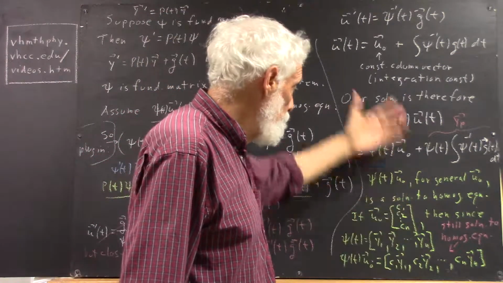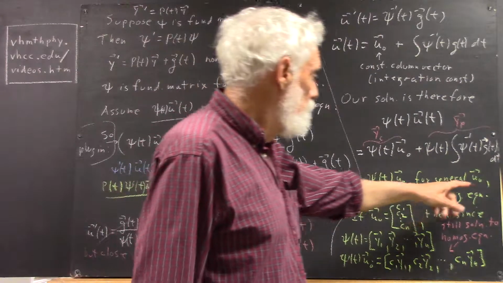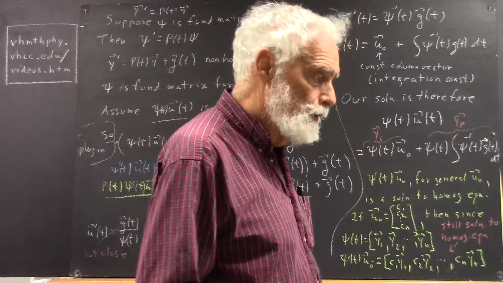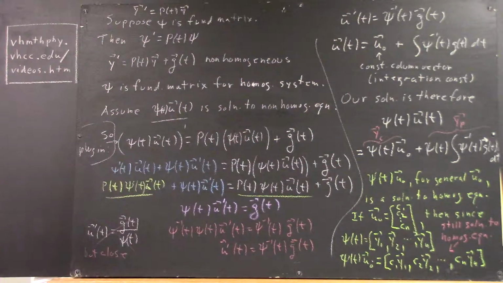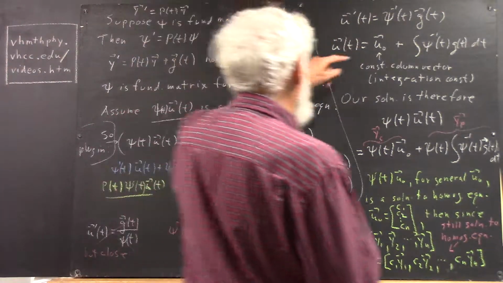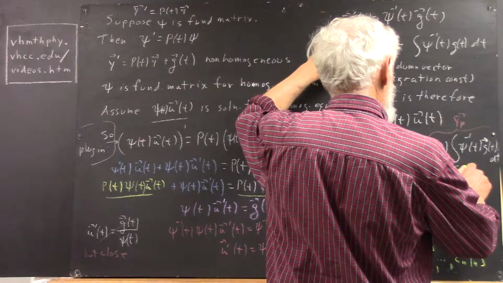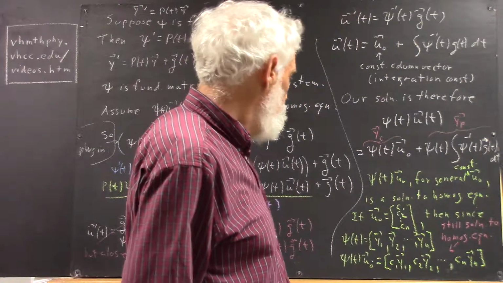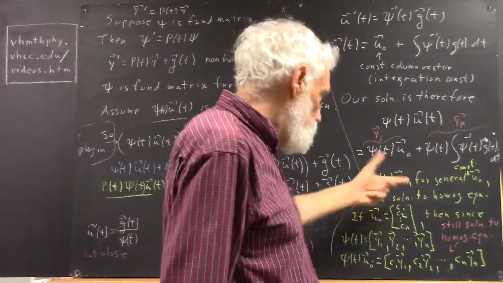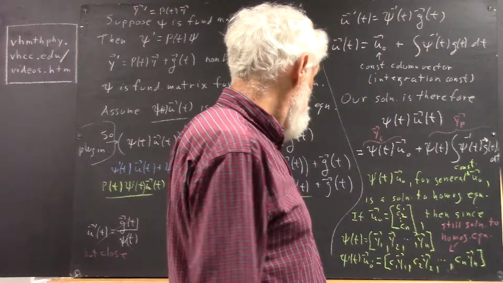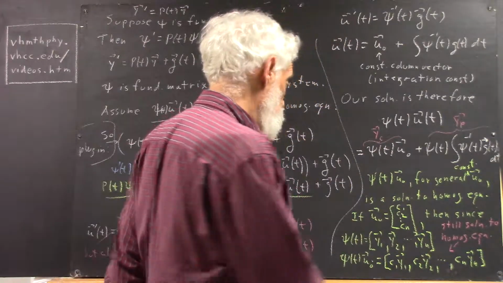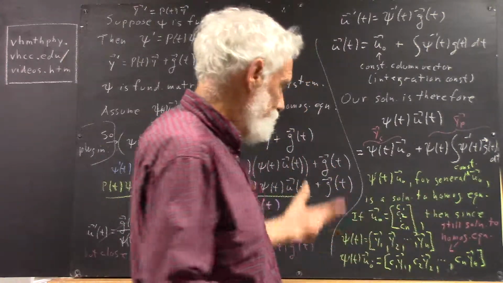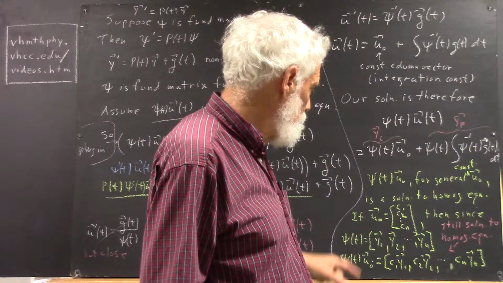Then I have the comment here that I've already made. For a general constant vector u naught, I said up here it's constant, but I didn't say it down here. For a general constant u naught, the psi of t times u naught will still be a solution to our homogeneous equation. There are many ways to prove that. It's basically just write it out in a general form, and it's easy to justify every step.